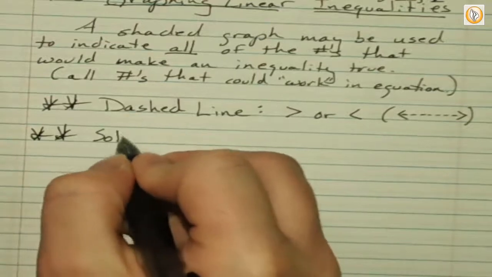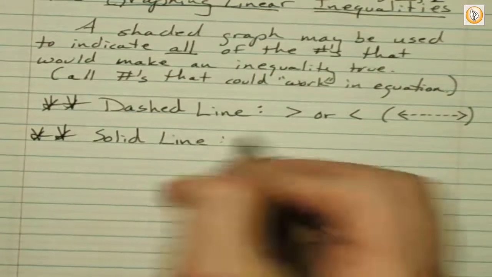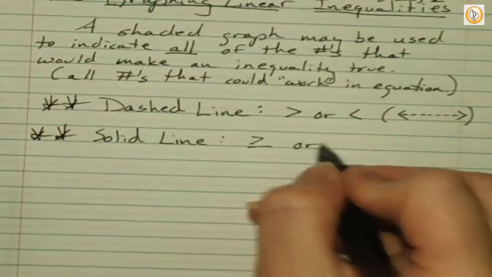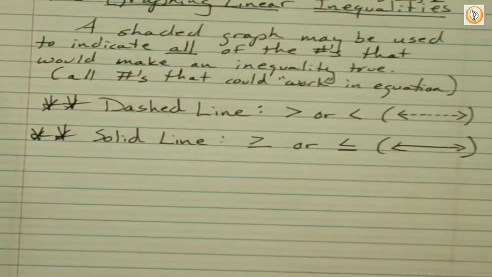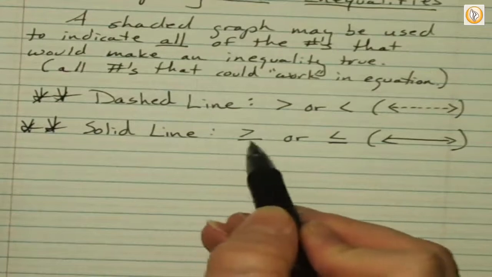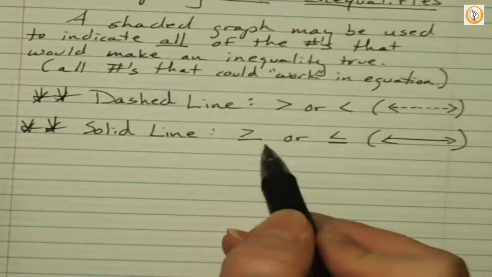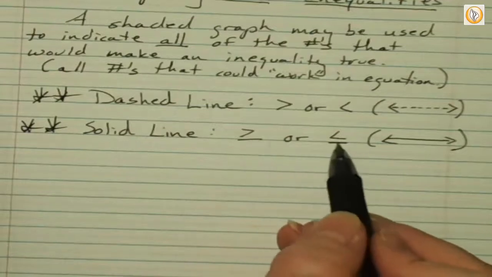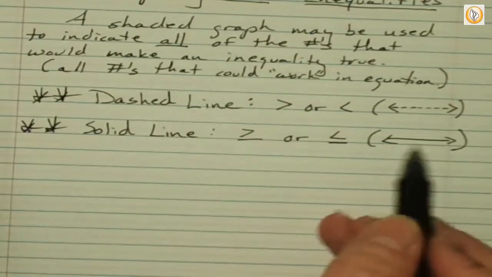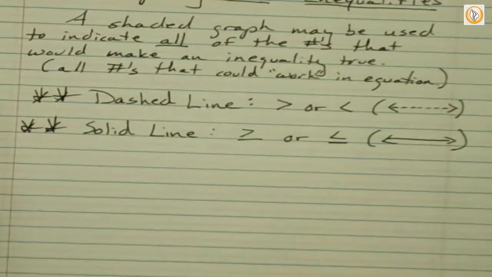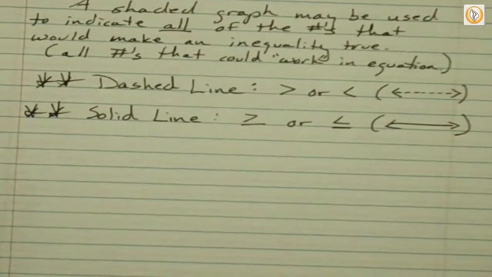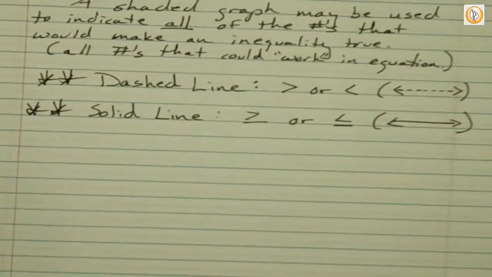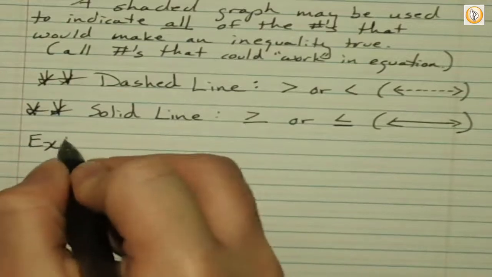A solid line is going to be your greater than or equal to or less than or equal to. My students always say they remember it because there's a solid line underneath the inequality. So when you see the solid line under the inequality, that means the actual line that you're graphing is going to be solid. Does that make sense? Make sure you have this written down. You'll need it.